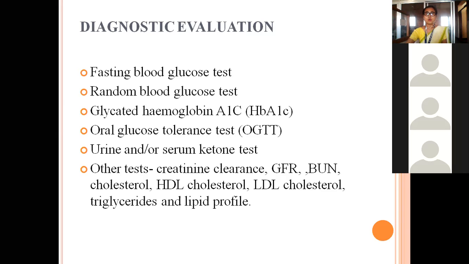And the random blood glucose test. Random means anytime a person gives a blood sample for testing; that is called the random blood glucose level. In this case, the blood glucose level should be less than 140 mg per dL. And glycated hemoglobin, that is HbA1c. This test is done to check the amount of glucose bound to hemoglobin. By doing this test, the doctors will know how well the person has been controlling the glucose level over 3 months.